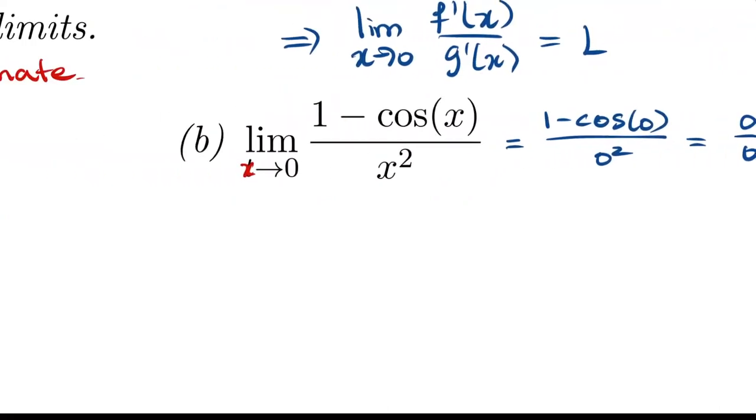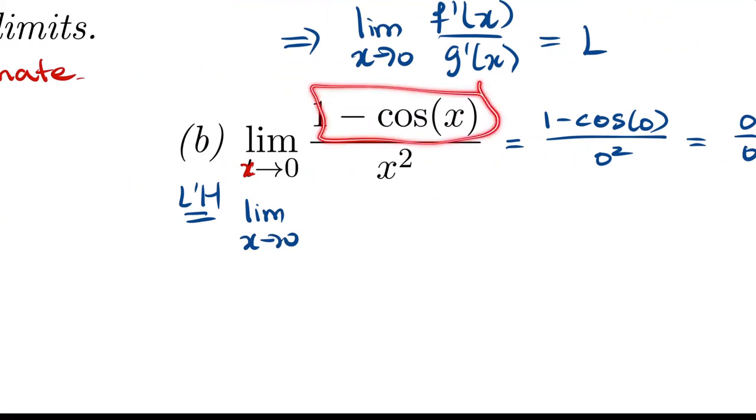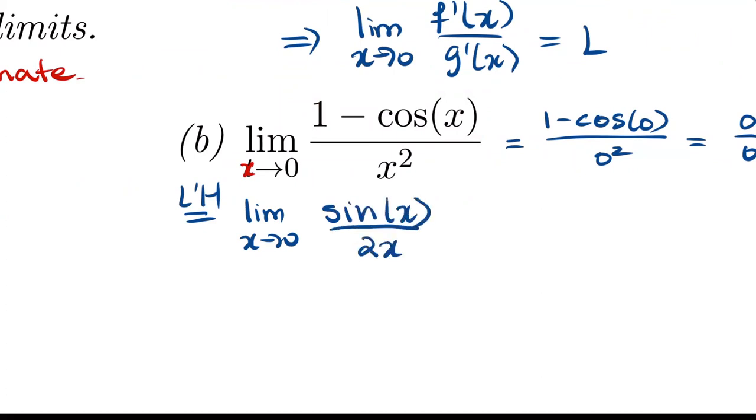So using L'Hopital's rule, with an equal sign with the LH on the top, we have the limit as x approaches 0. The derivative of the numerator here is going to be sine of x, because the derivative of negative cos of x is sine of x. So we have sine of x divided by 2 times x. However, if we put in 0 again, we get another indeterminate form, because sine of 0 is 0, and 2 times x is going to be 0 as well.